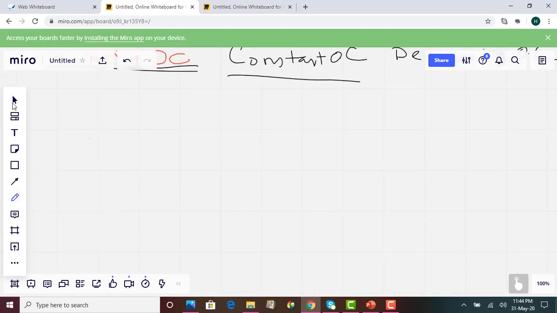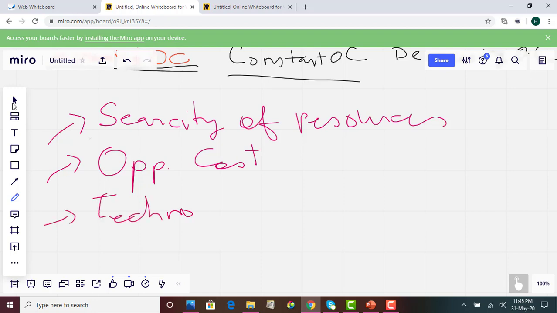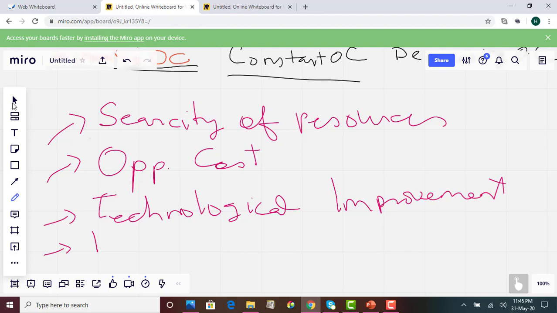So it gives us information about the scarcity of resources, how much resources we have. It tells us about opportunity costs. It tells us about technological improvement. If we have technological improvement, then it will shift to the right, or if there is disruption, it will shift to the left. Then it also gives us information about whether the economy is operating at a productively efficient point or not.